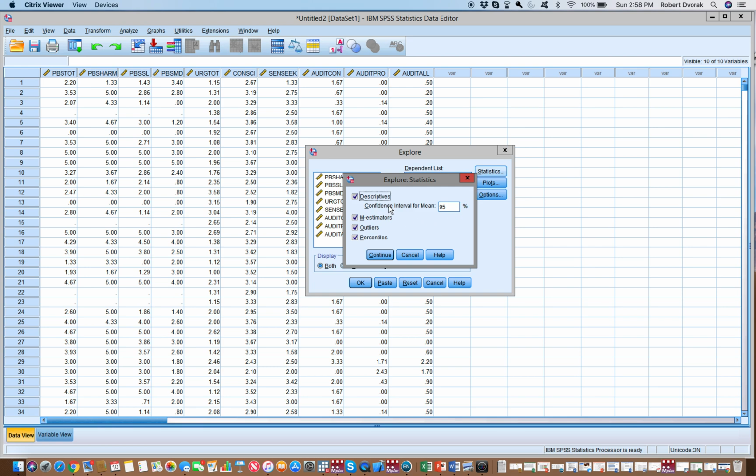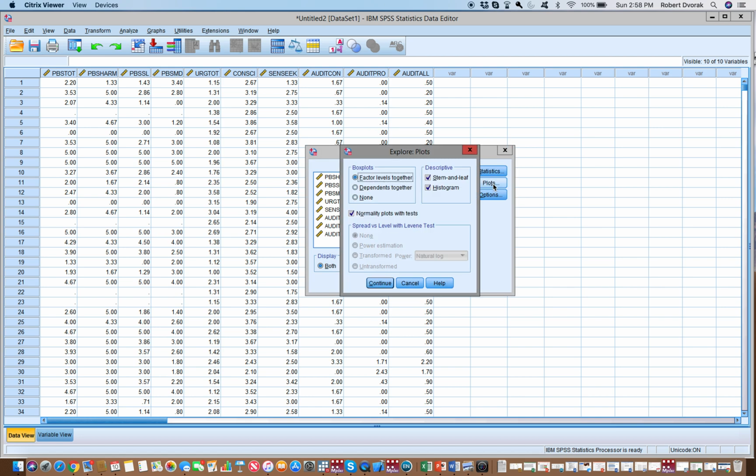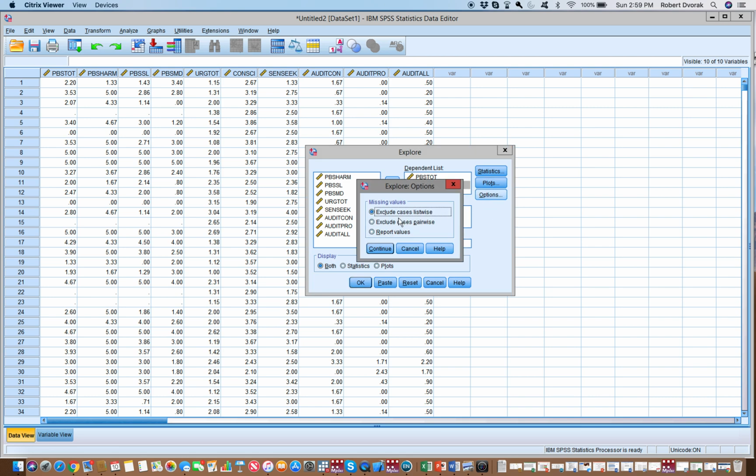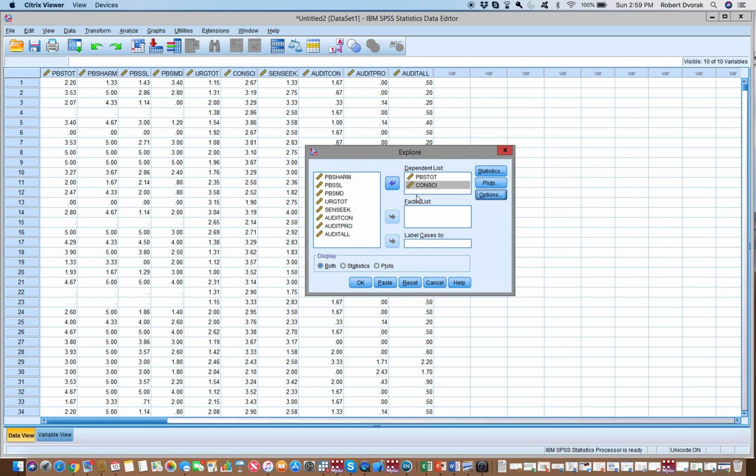Let's look at our statistics. We don't need M estimators, but we want to see outliers, percentiles, and descriptives. Let's look at plots. We want to look at both stem and leaf and histogram plots, and we're going to look at some normality plots with tests of normality. As far as options, we'll exclude cases listwise. And just for the heck of it, let's do this also.